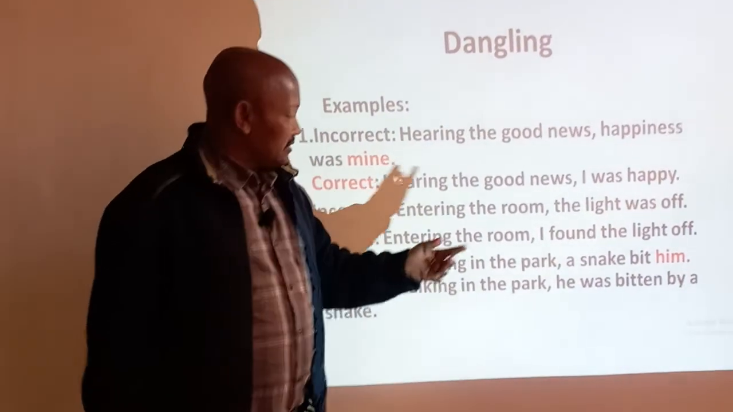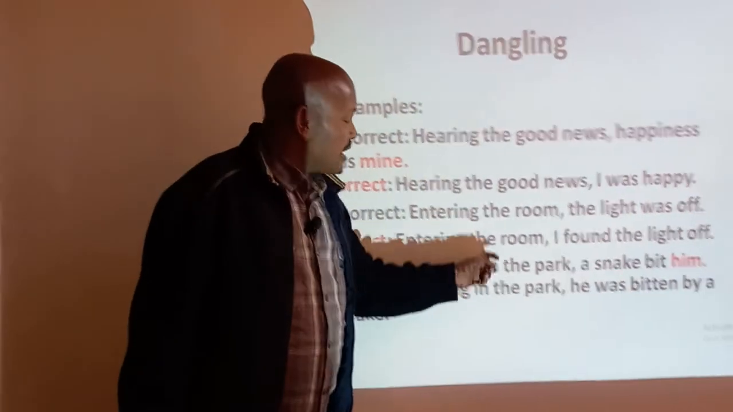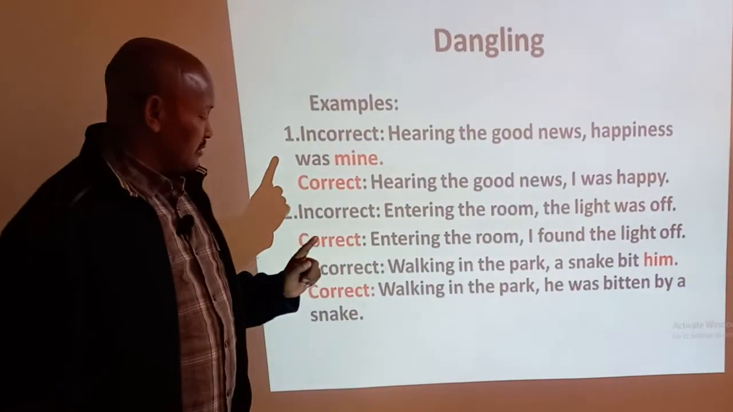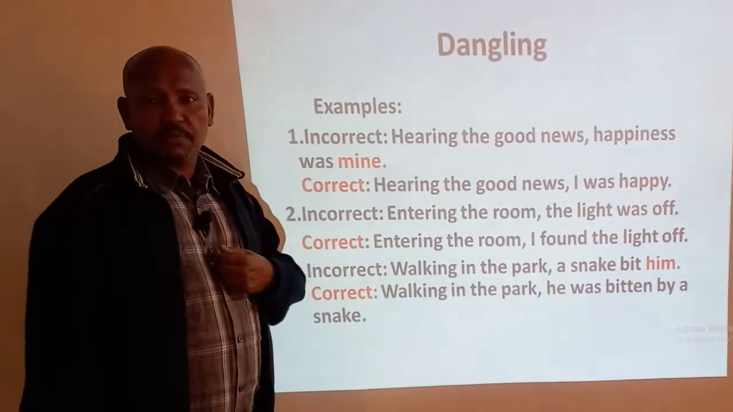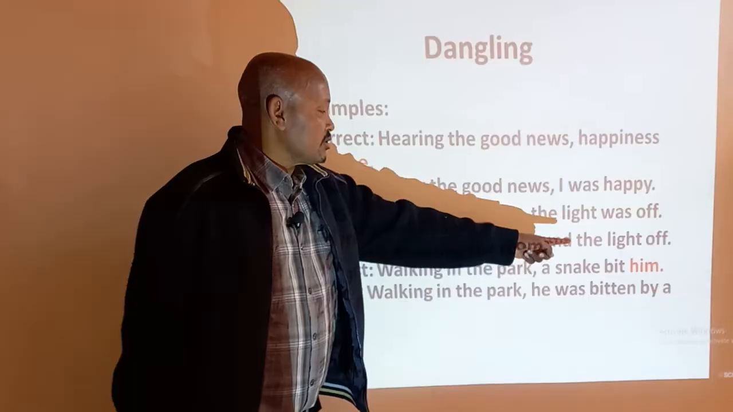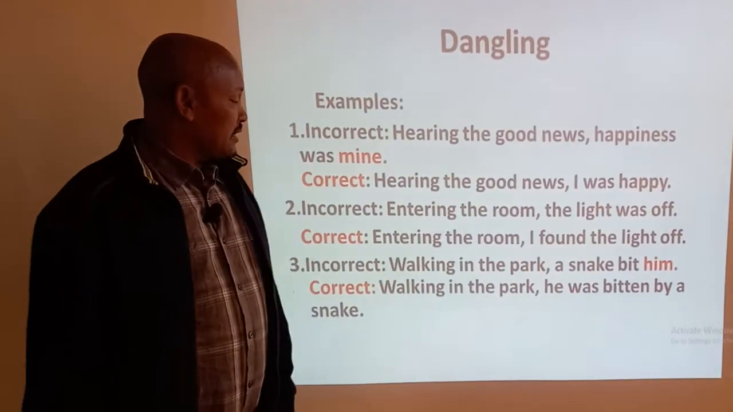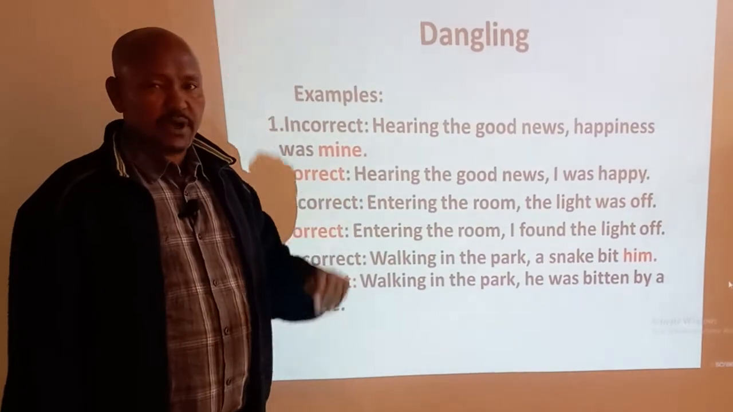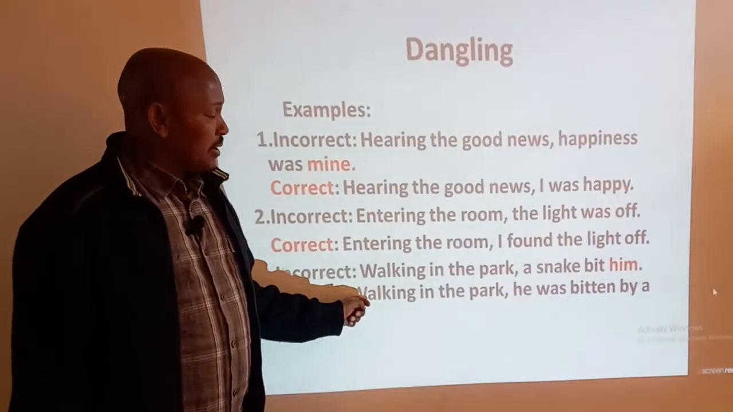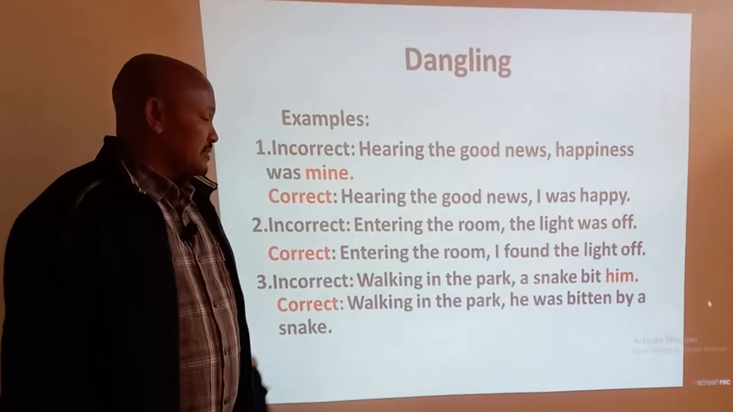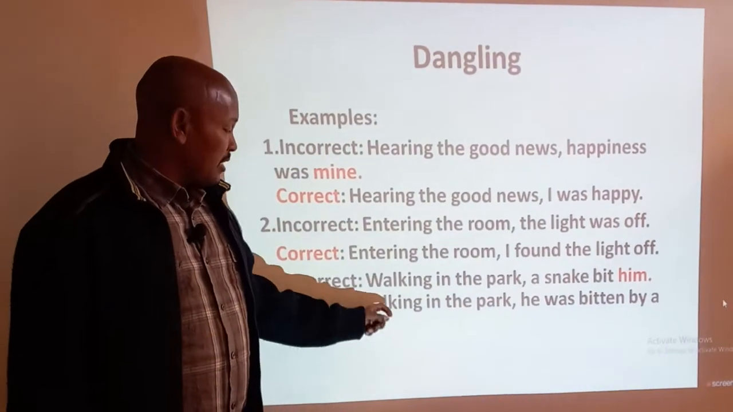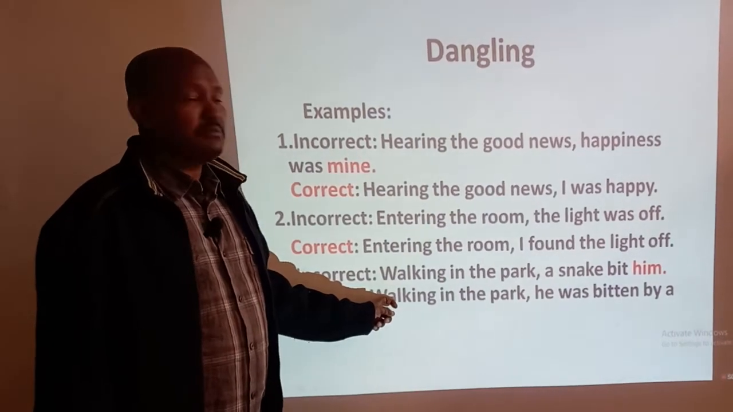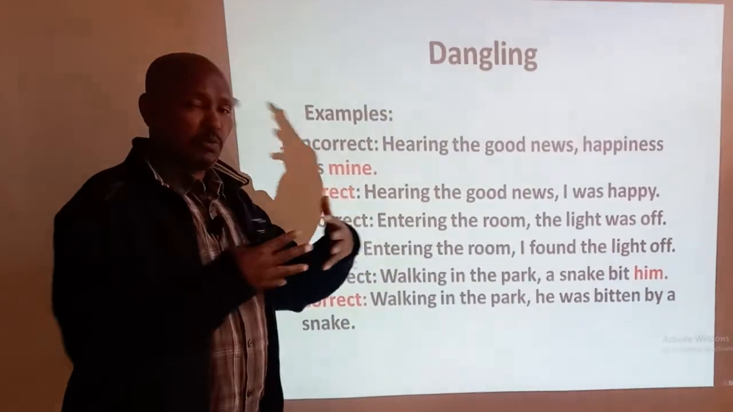So to make it correct, the subject for the first is similar with the subject for the second. So we are going to correct here. So here, walking in the park, who is walking in the park? He himself, because that was here. Walking in the park, he was bitten by a snake. Which is past passive, yes, right. While he was walking in the park, he was bitten by a snake. Yes, while walking in the park, he was bitten by a snake. A snake bite him is wrong, because they do not show parallel subject here.